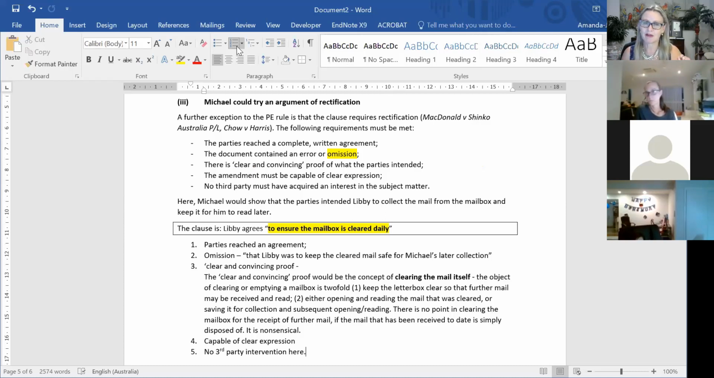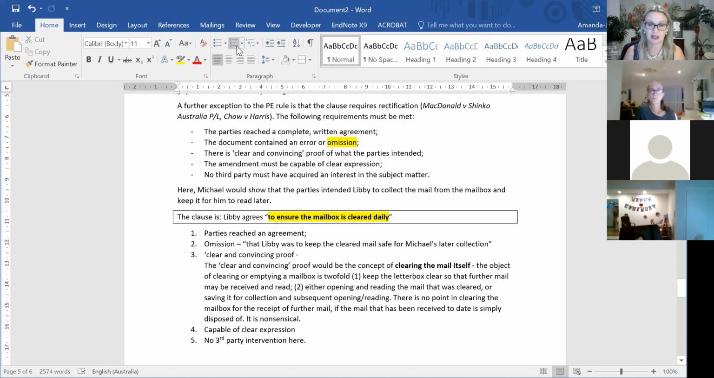And we'll talk about third-party intervention in Contract B in much more detail. So don't worry about it too much here. But I think that you can make a reasonable argument there, don't you? I think that's not too shabby.